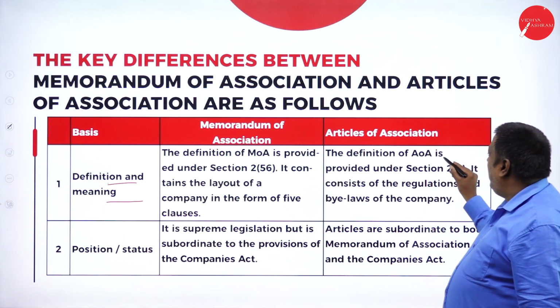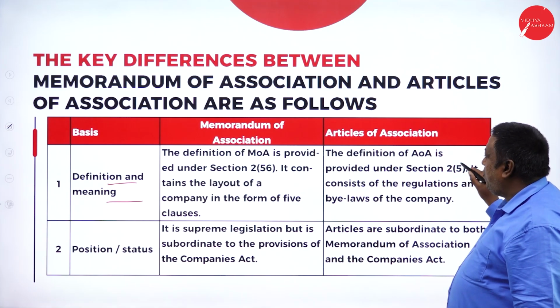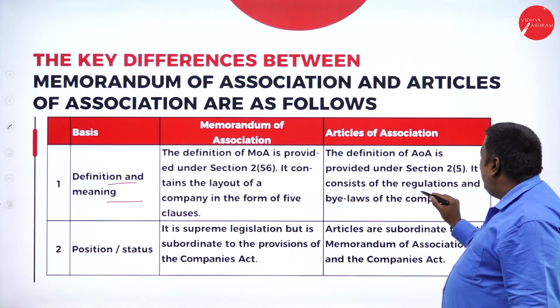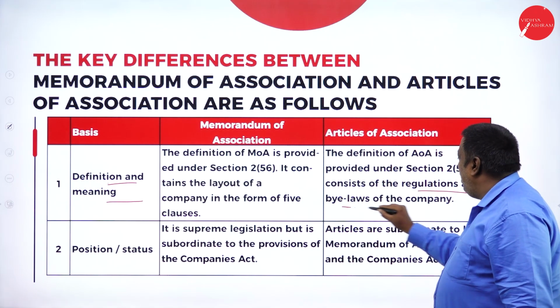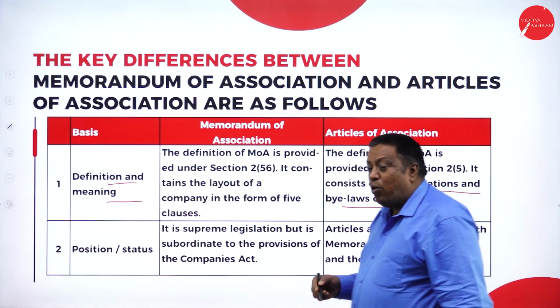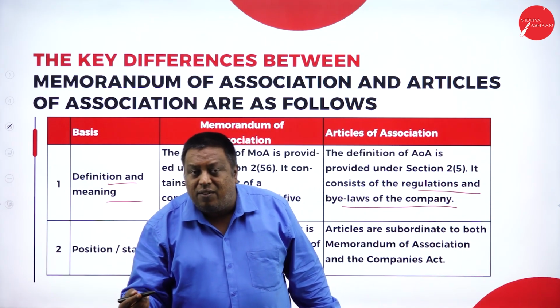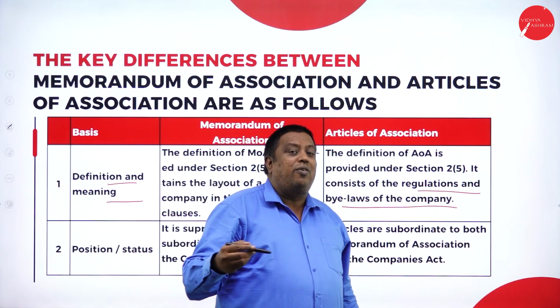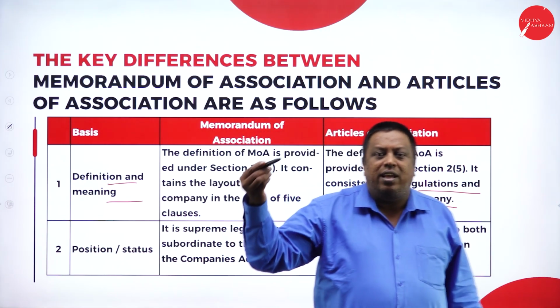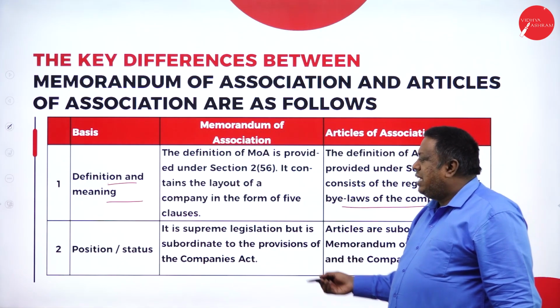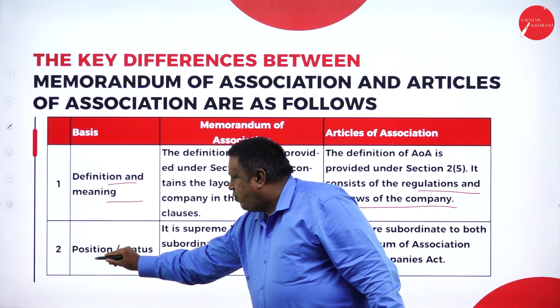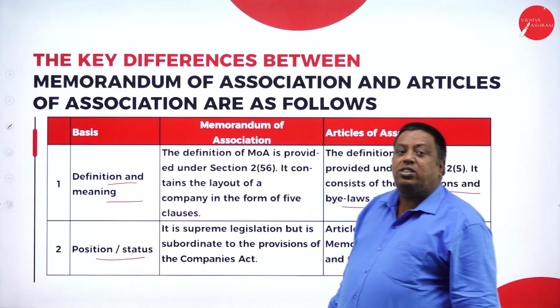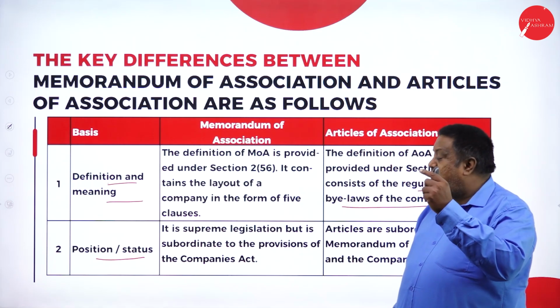The definition of articles, provided under Section 2, Subclause 5, says it consists of the regulations and bylaws of the company. It means what rules and regulations are there in our company, and when it can be modified, it is modified with the help of the bylaw. The second difference we have here is the position and status of MOA and AOA.